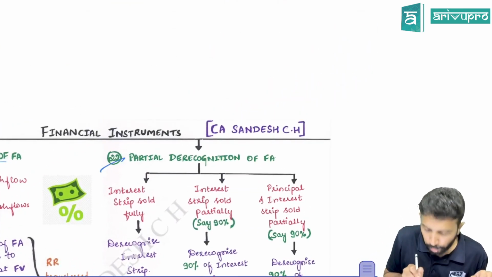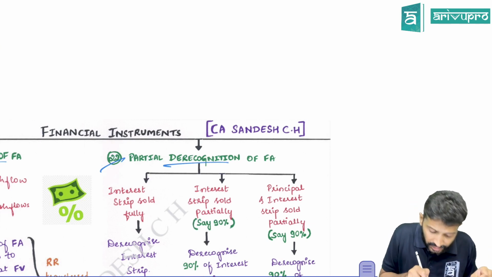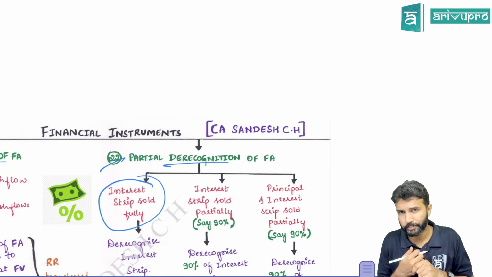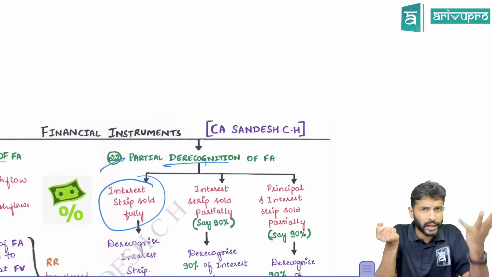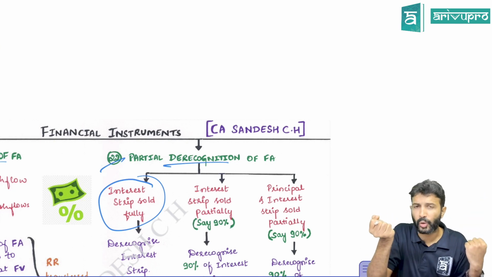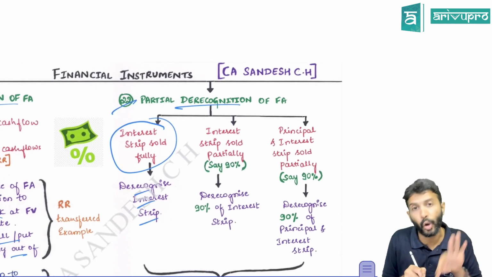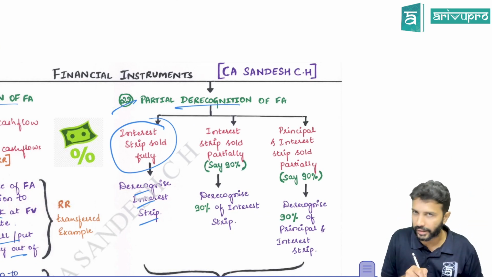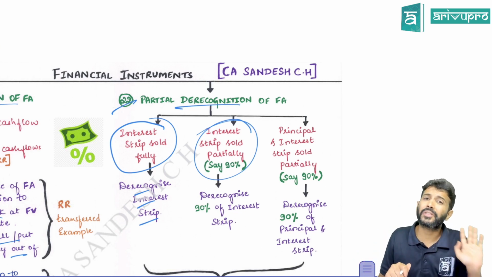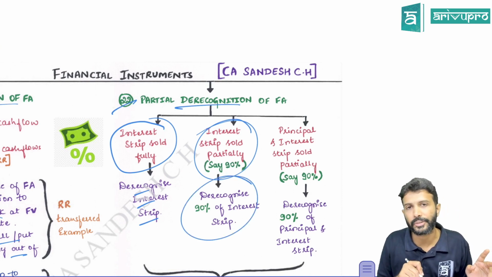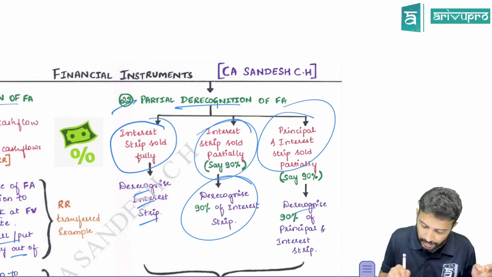Then, can you do partial derecognition? Just like full derecognition, can you also do partial derecognition? Yes. If you have sold the interest strip separately, like if you invested in bonds, a bond is a financial asset. On that bond, you will get interest and also you will get principal. This interest portion alone, we call it an interest strip. If you have sold this interest strip separately, you can derecognize this interest strip alone, not the total. If you have sold the interest strip partially, let's say to the extent of 80% or 90%, then to that extent you can derecognize. If you have sold principal and interest partially, let's say 90%, then to the extent of 90%, principal and interest can be derecognized.